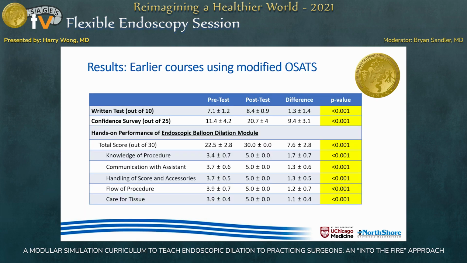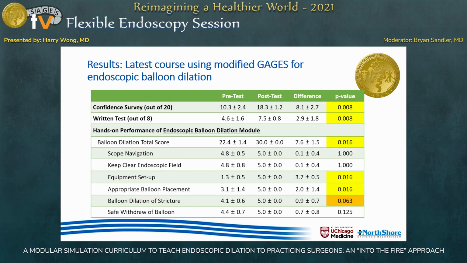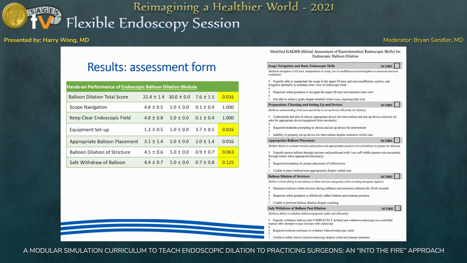Looking at the earlier courses using modified OSATs, we saw significant improvement in the written test and confidence survey scores, as well as every single individual item from the modified OSATs. Looking at the modified GAGES for endoscopic balloon dilation, we saw significant improvement in the balloon dilation total score, the equipment setup, and appropriate balloon placement. There was a trend towards significance in the balloon dilation of stricture, but not quite there. Similarly, we combined scope navigation and keeping a clear endoscopic field into a single item on the final version of the assessment form, and expanded equipment setup to include choosing as well as setting up the devices.